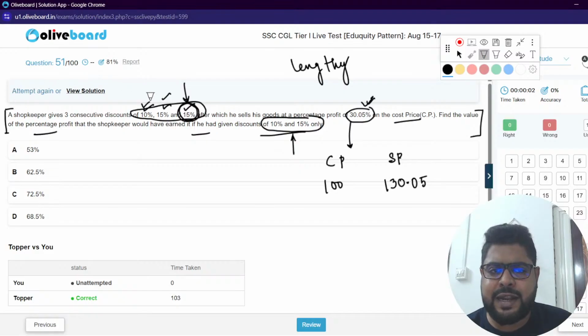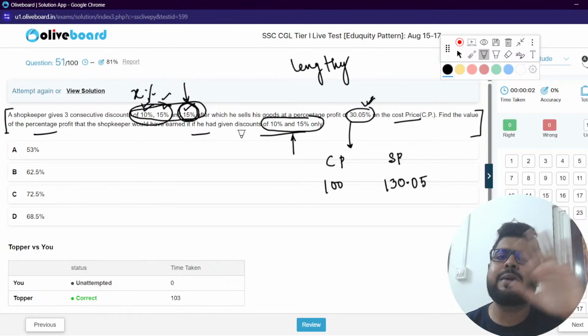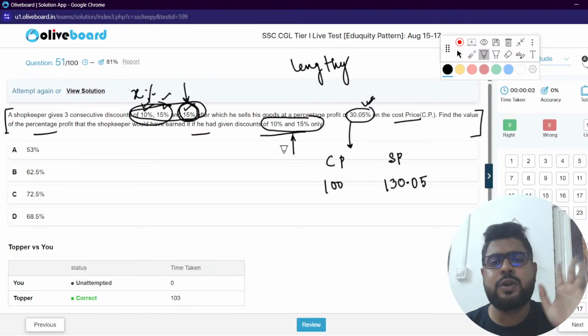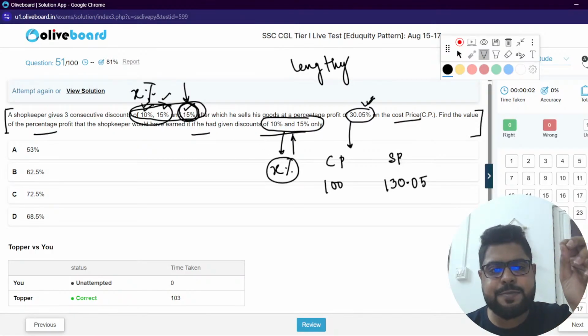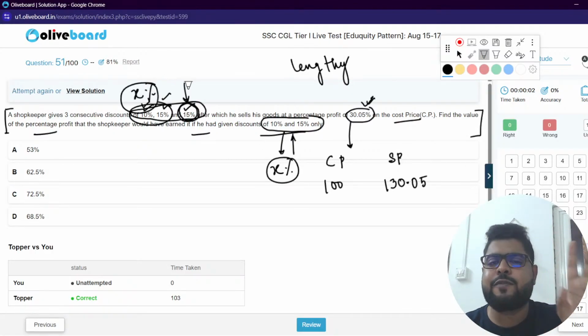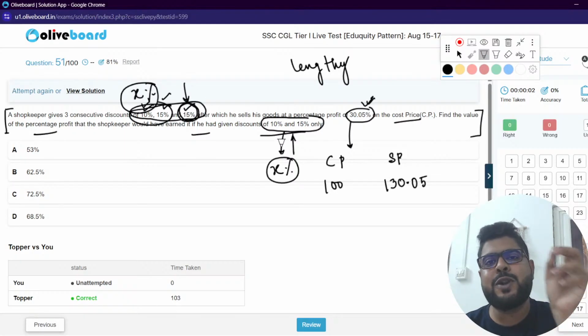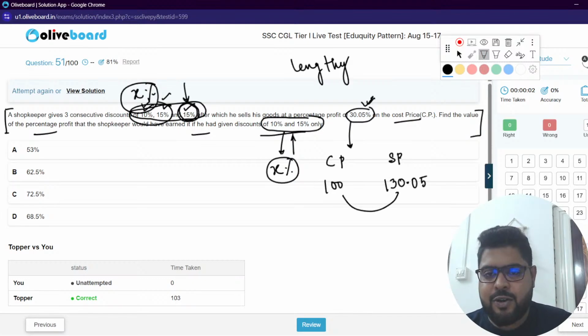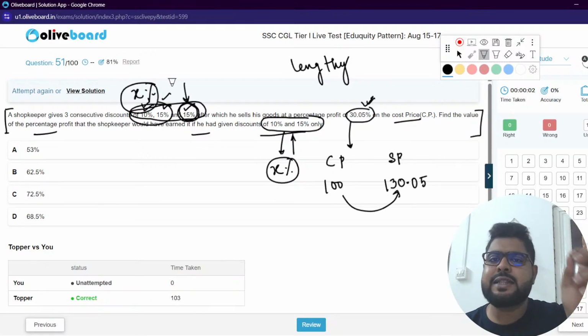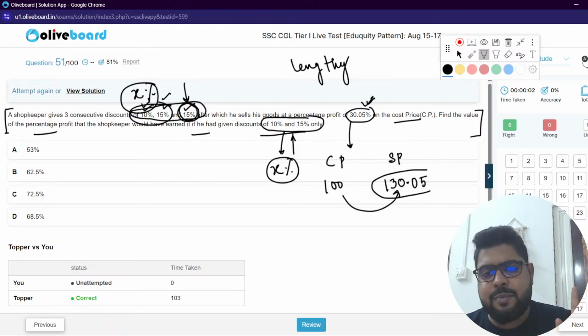So if I take the first two discounts, the net discount is nothing but X%. Just for understanding, we won't need it. The second case is nothing but this X%. So in the first case, there is an X% discount, and also a 15% discount. And in the second case, there is only that X% discount, nothing else. And after this X%, there is this extra 15% discount.